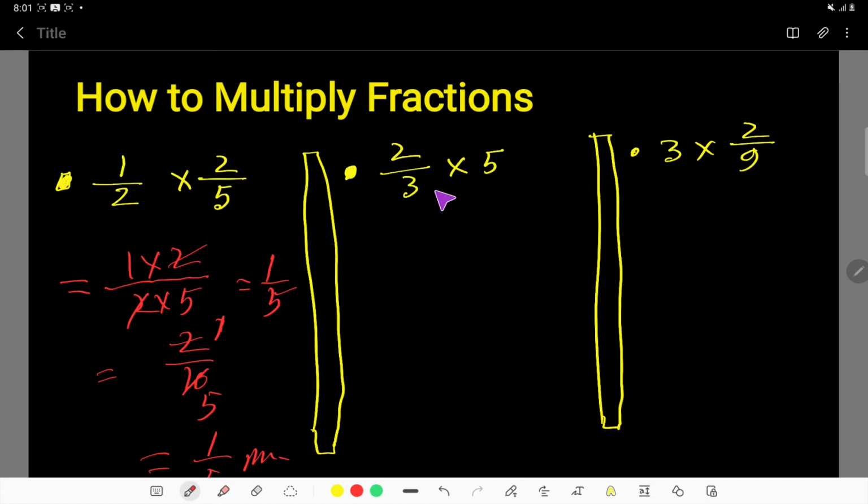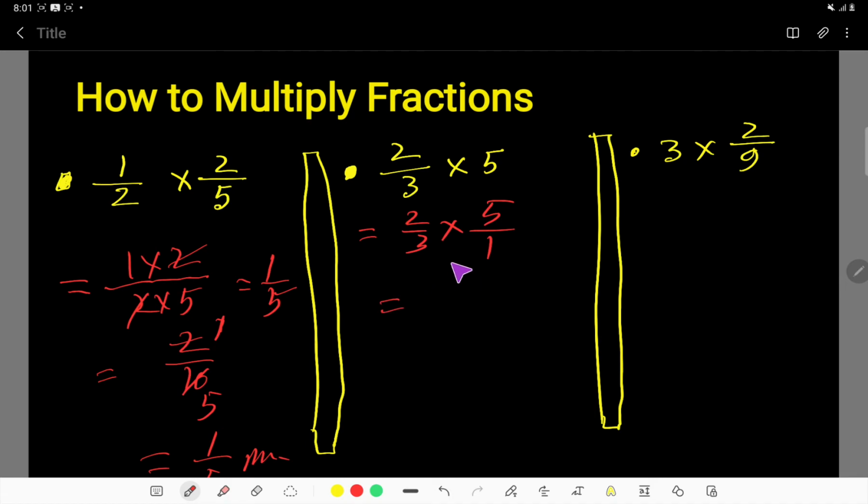But look at this example. This is a fraction and we have to multiply this fraction by a whole number. So at first step, I have to express the whole number as a fraction. You can express any whole number as a fraction considering 1 as a denominator.